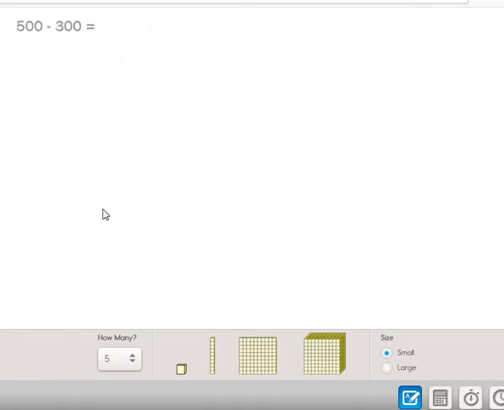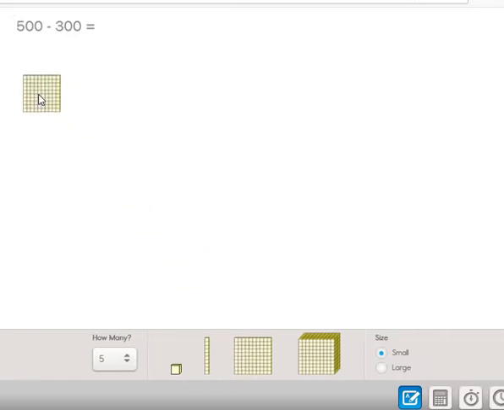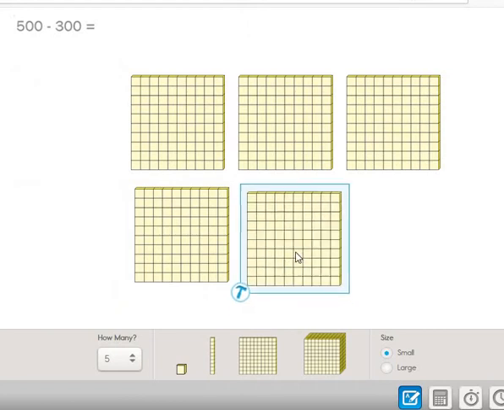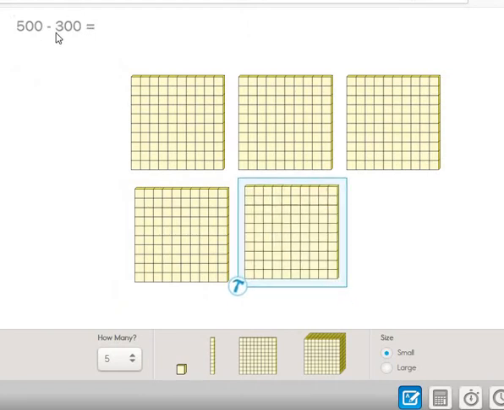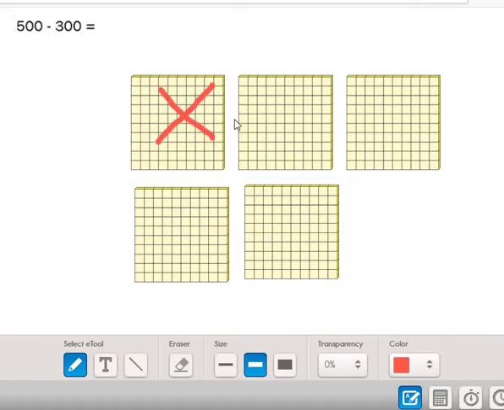Now let's solve another example. What is 500 minus 300? Let's model the problem. 500 means we have 500 flat. Here they are, 500s. Now minus 300s. Minus means we have to take away 300s. So 1, 2, and 3. How many hundreds are left? 2. So 500 minus 300 equals 200.